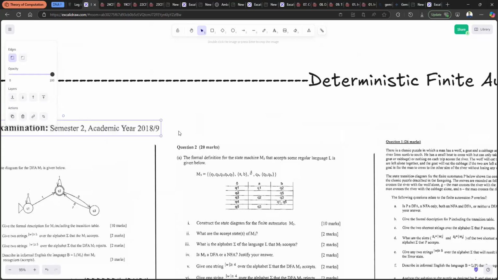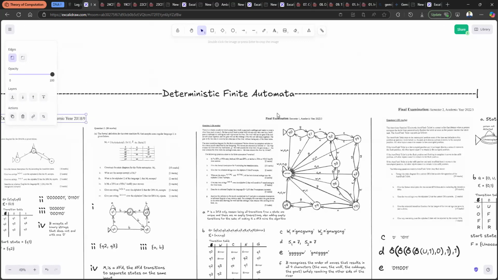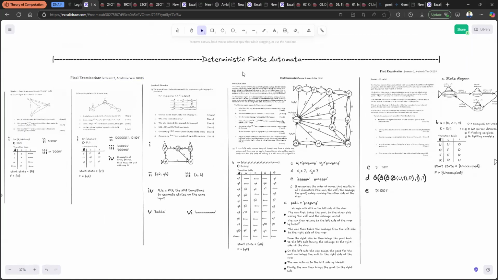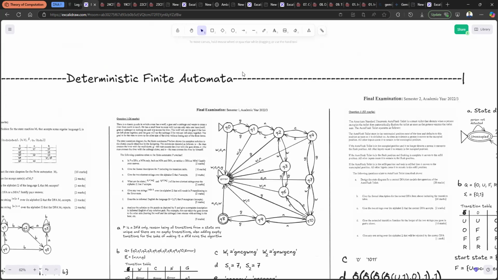I'm working these topic by topic. These are all deterministic finite automata, so DFA. I did go through these in the first session too, so I worked them up then. Let me just explain them really quickly.